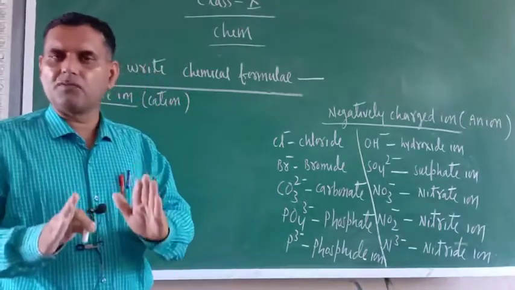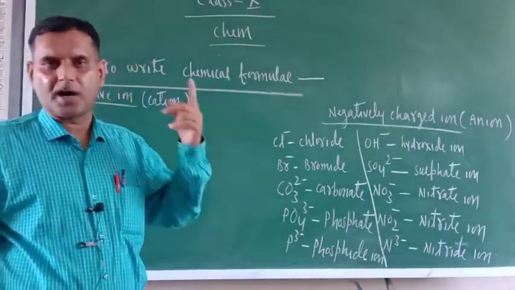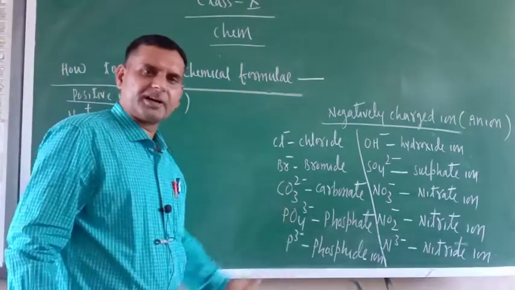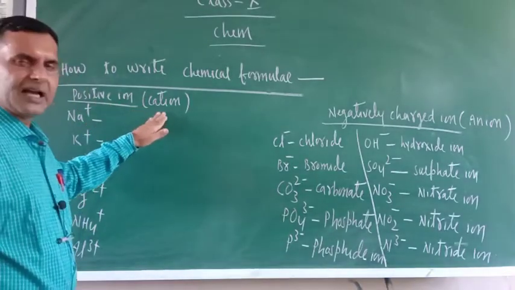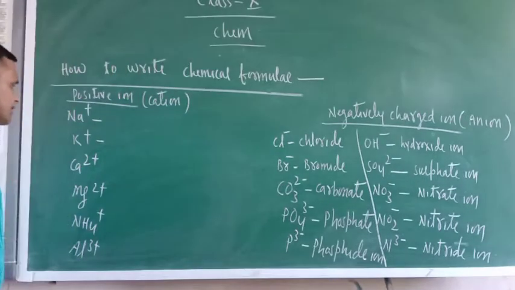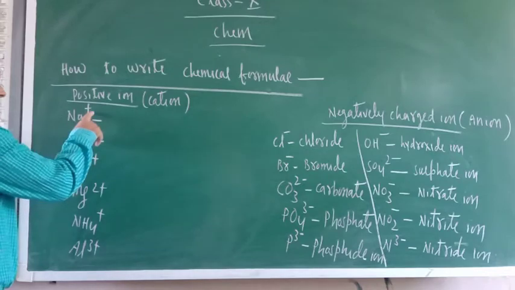As you know, for writing chemical formulae, basically 2 things are required. First one is the positively charged ion, and second one is the negatively charged ion. Positively charged ions are called cations. Negatively charged ions are called anions. Positively charged ions are sodium, potassium, Na positive.